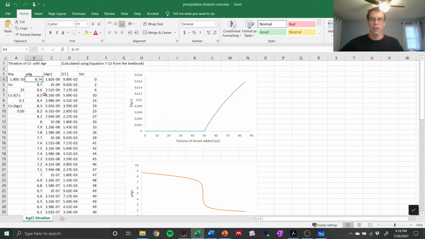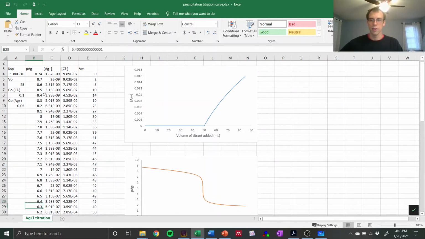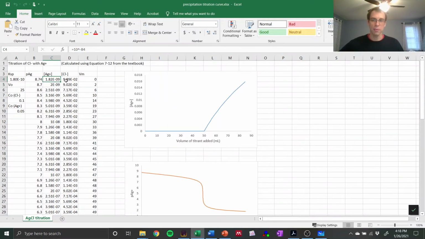Now you can see, these values I just entered myself. They are just increasing or decreasing by 0.1 pAg unit. The concentration of silver, we do need to calculate, but we can calculate it directly from pAg, right? By definition, the concentration of silver comes directly from the pAg value. And chloride, we can use the KSP to figure out: if we know the concentration of silver, we can find the concentration of chloride. These are directly related to each other through the KSP.